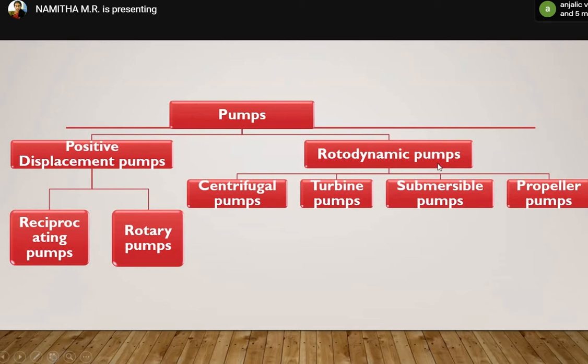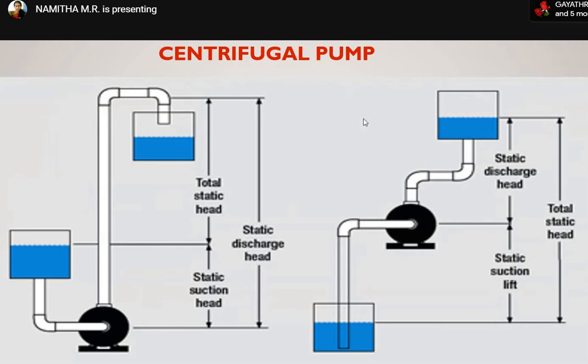These are all things you may have studied. Positive displacement pumps are of two types: reciprocating as well as rotary. Rotordynamic pumps are of centrifugal, turbine, submersible, and propeller types. These kinds of pumps, rotordynamic pumps, are mainly used for irrigation purposes. Okay. So, we'll see more about the centrifugal pump and its terms.